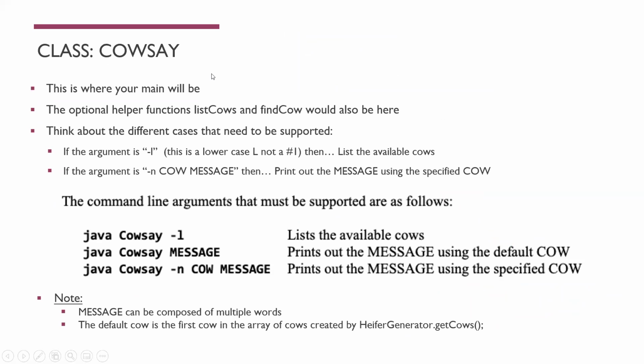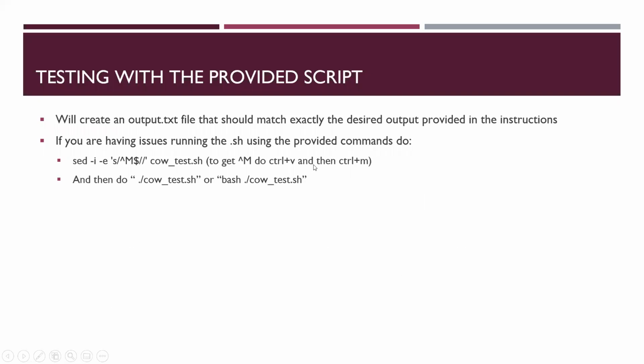So yeah, your cow state class is where your main is going to be, right? And you might have to take in arguments, and based on whatever arguments you get, you're going to have to decide what to do with them. Now if you hit -n, then you're just going to print out one with that count. Okay. And to test with the provided script, you just test it, and hopefully it matches the output exactly. And if you have issues, you can just run this. I'll send that out as well.